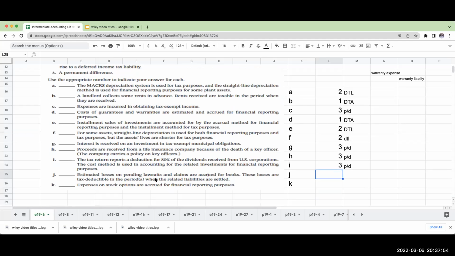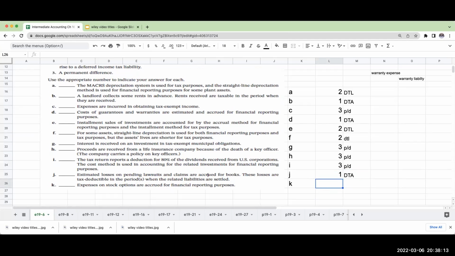Okay, estimated losses on pending lawsuits and claims are accrued for the books. These losses are tax deductible in the periods in which the related liabilities are settled. So I'm recognizing the expense, but the tax people are saying, we actually want to see the payout. This is going to result in a deferred tax asset.